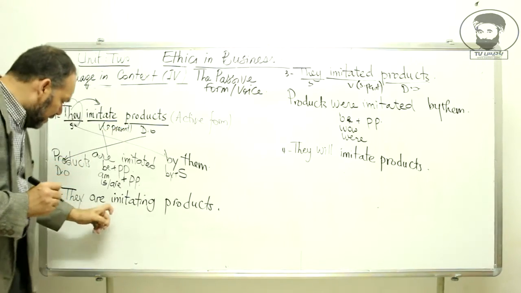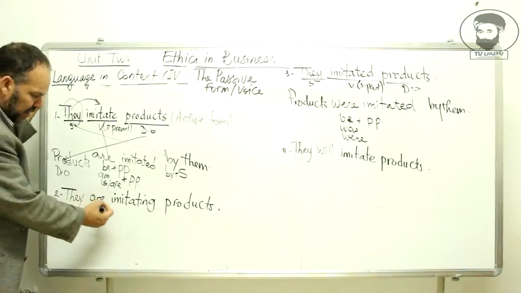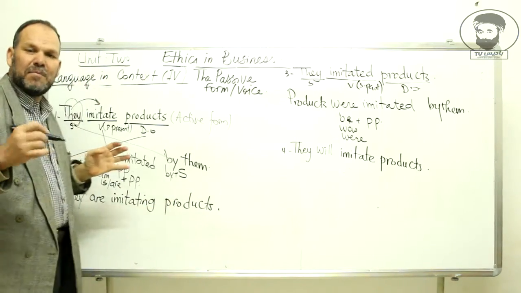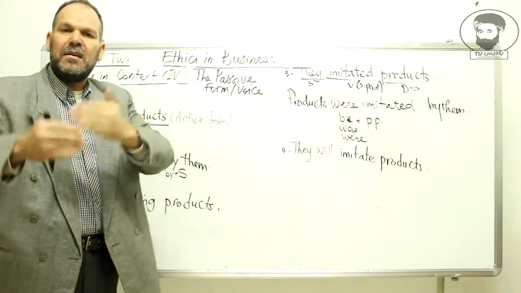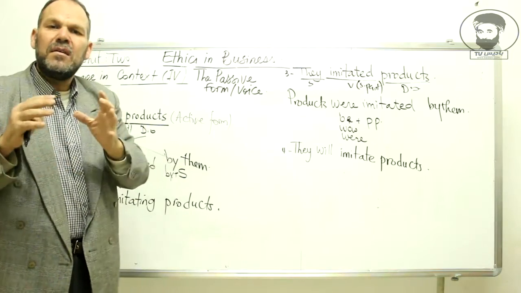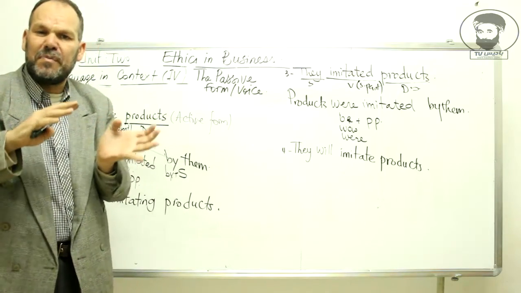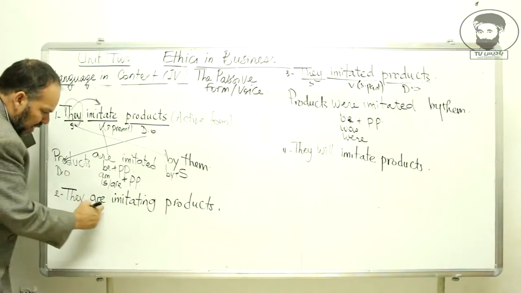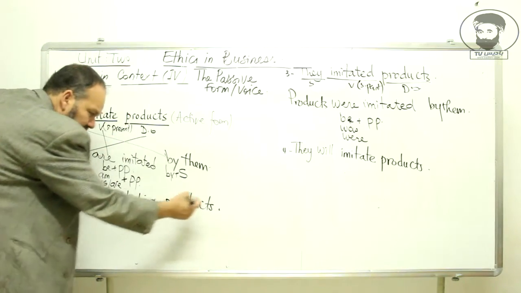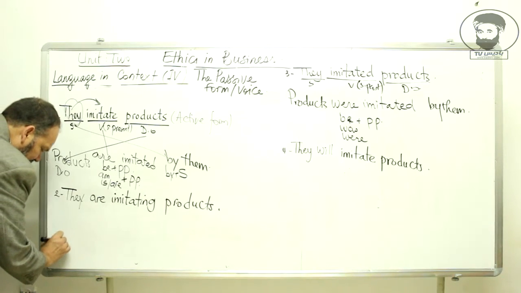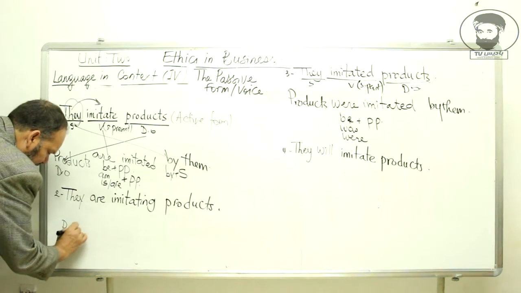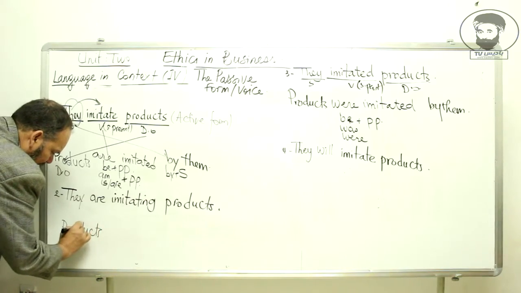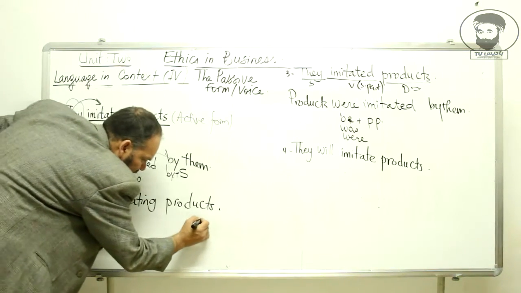Now let's see the sentence: They are imitating products. I'm giving you just the same sentence but changing the tense just to understand the way we are converting from the passive to the active, from the active to the passive. No, they are imitating products. It's as simple as it is. So products, the same way, by them.